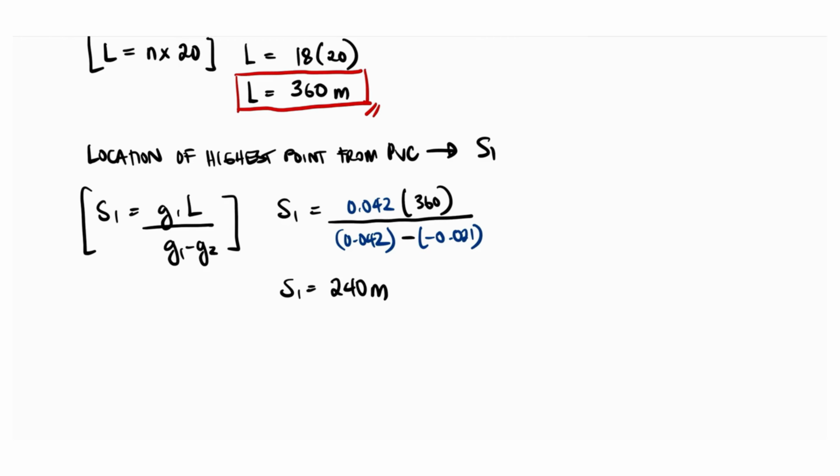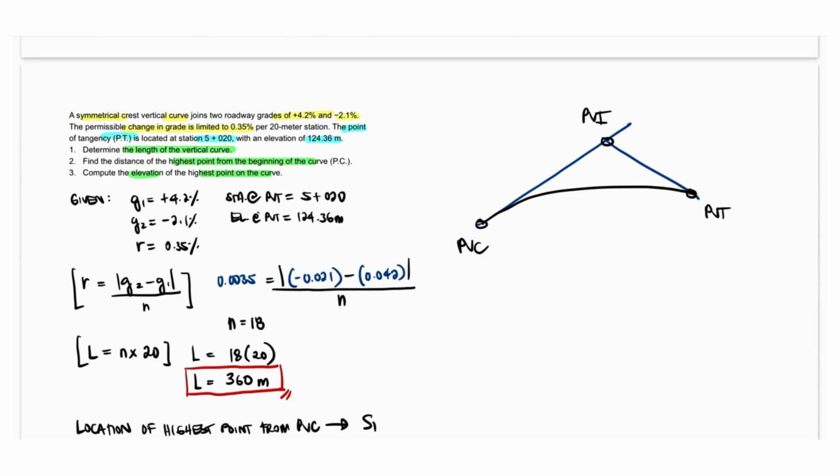Now, the next requirement of this problem is to determine the distance of the highest point from the beginning of the curve or PVC, which is S1. Using the formula of S1, substituting the values, we will get a value of 240. Therefore, the distance of the highest point from PVC is 240 meters.